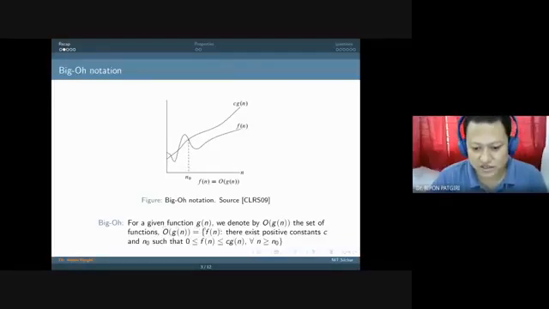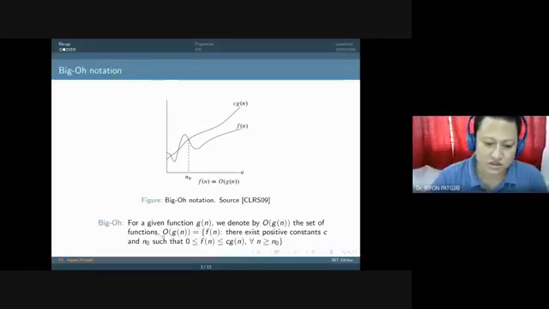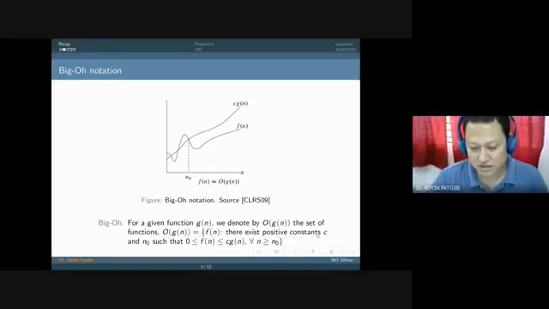For a given function g(n), we denote by big O of g(n) the set of functions. That means f(n) equals big O of g(n) if there exist positive constants c and n naught such that 0 is less than f(n) is less than c of g(n) for all n greater than n naught. Here n is the variable, and n is the input size.